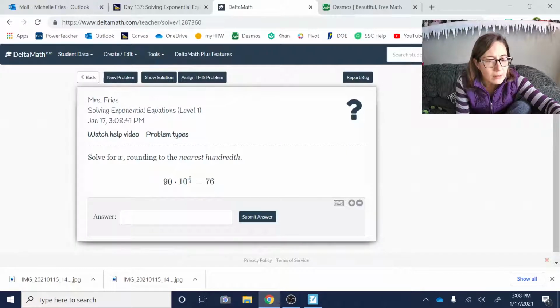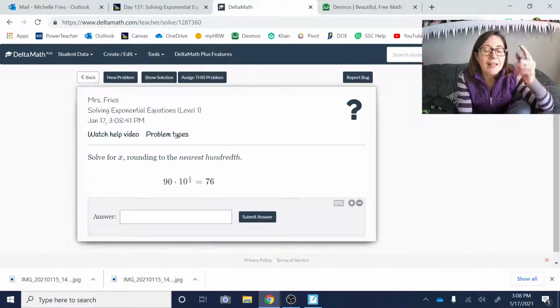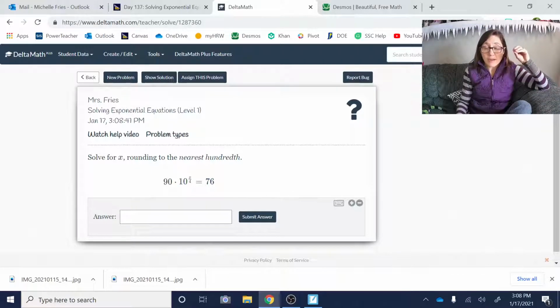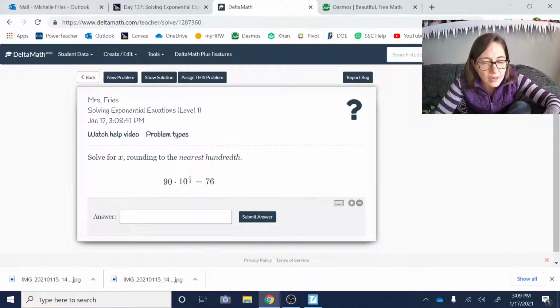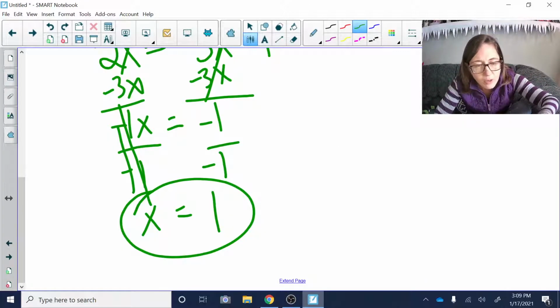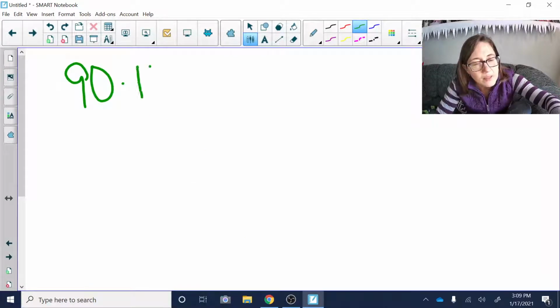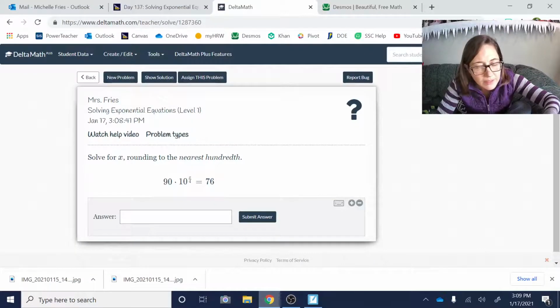Oh, okay. Let's show this first, and then I'll get to the more involved ones. So this, we have an exponential equation because my variable is up in the exponent. There's only one of them, so that's good. So let me write that down. 90 times 10 to the x over 4 equals 76.